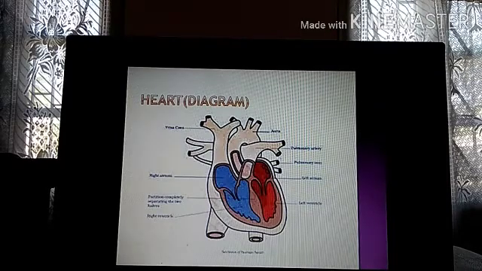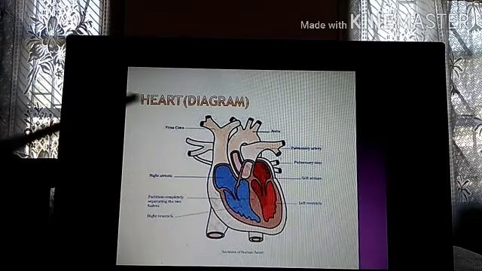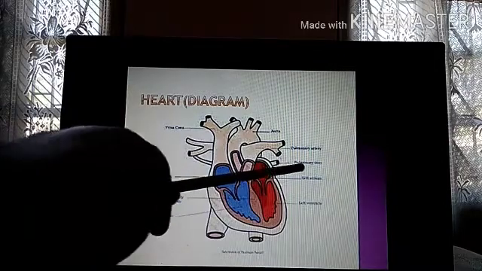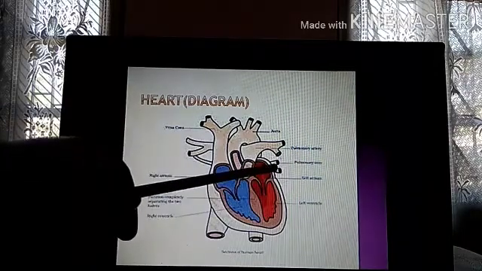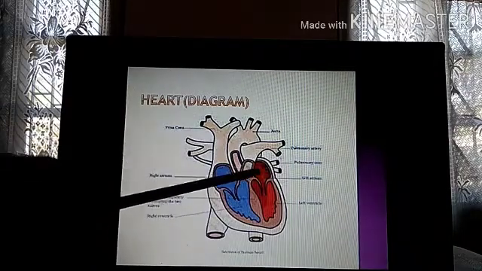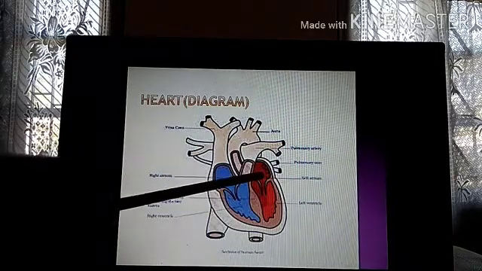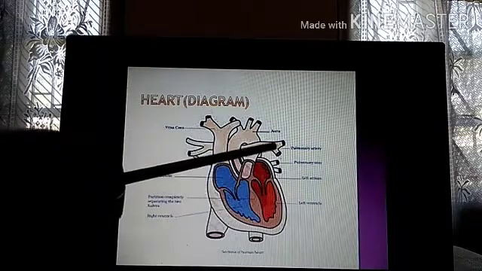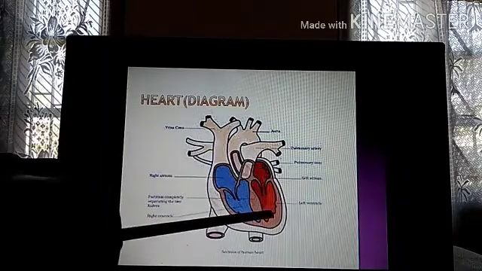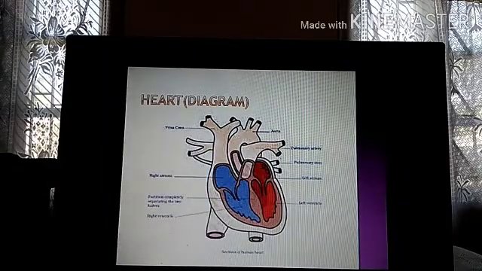Okay, so after the blood is purified, the pulmonary vein will bring the pure blood. This is the pulmonary vein, as you can see. So this pulmonary vein will carry the pure blood to the left auricle, or atrium. Okay, so from the left atrium, the pure blood will go into the left ventricle.